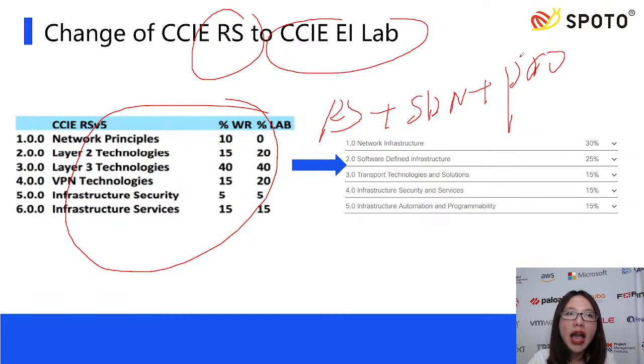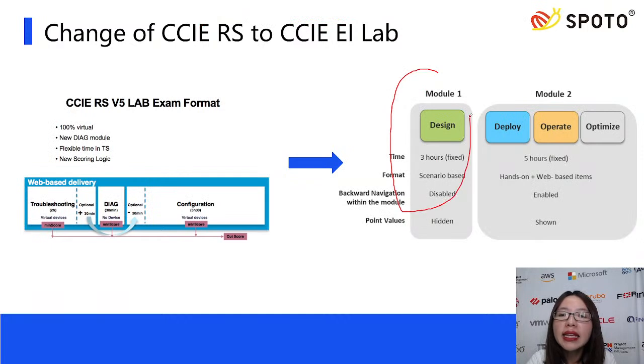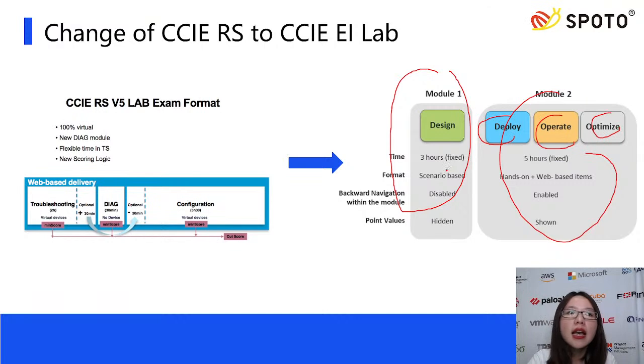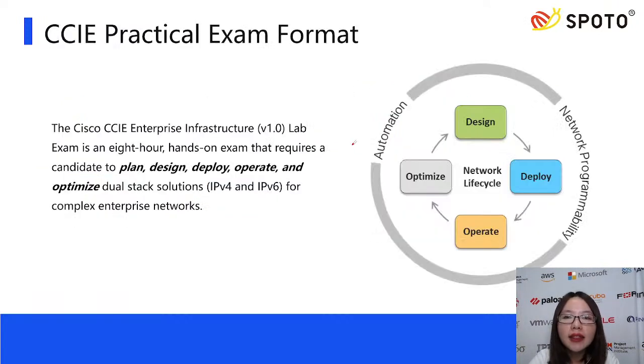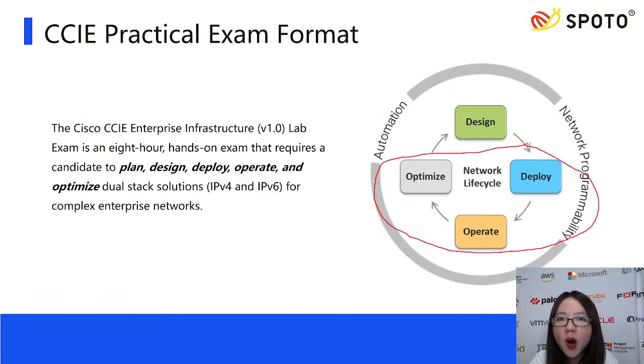So instead of having 3 modules as the old CCIE Route and Switch did, the new exam has 2 modules, mainly divided into Design and DOO. DOO includes deploy, operate, and optimize. This exam is 8 hours total, with the first module being 3 hours, and the second module, DOO, being 5 hours.